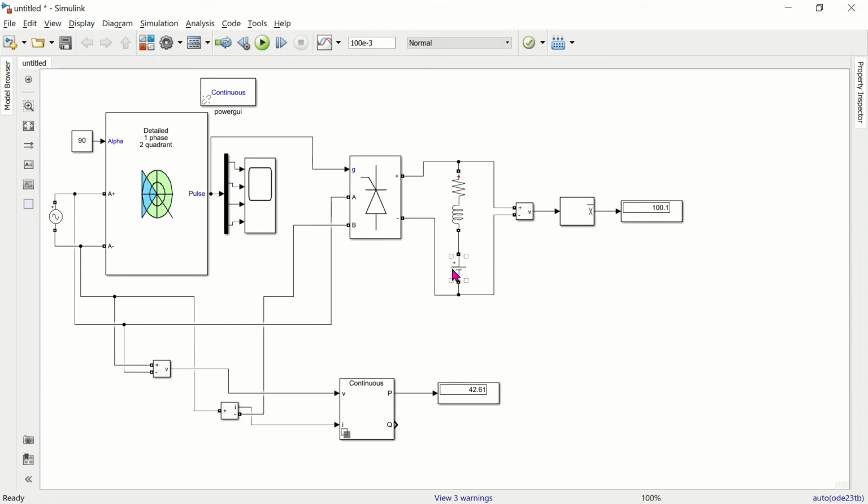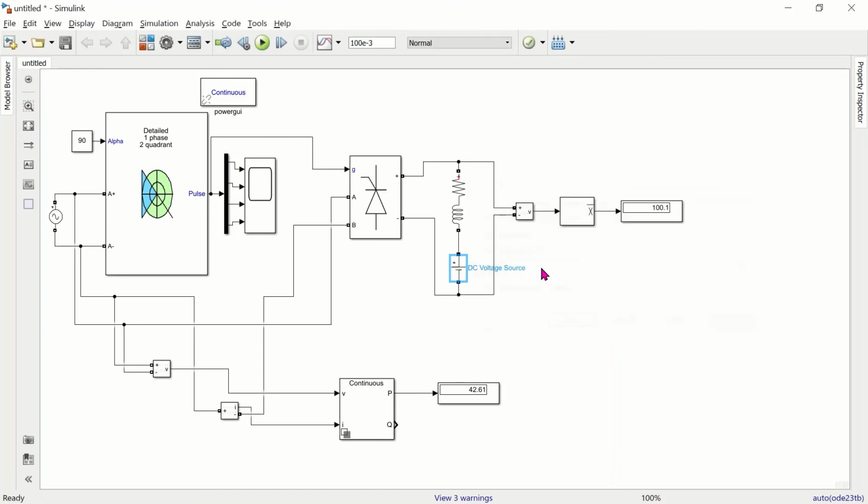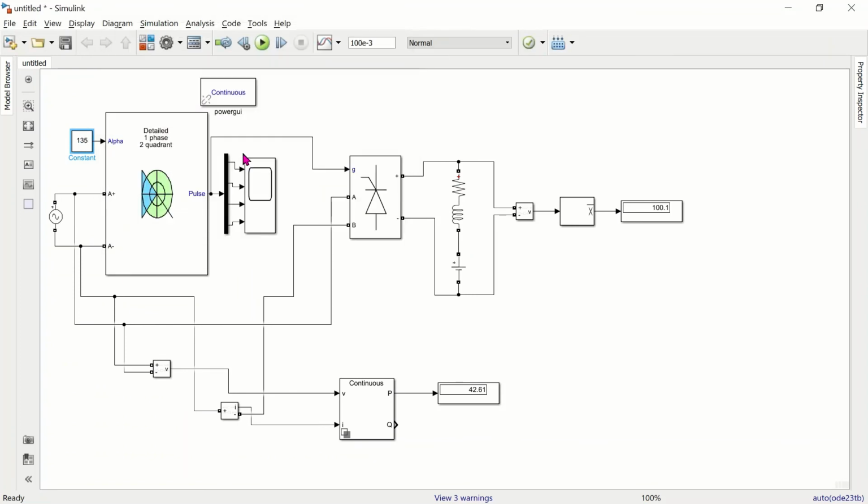Now for inversion mode, we should select this value reversed. The value also should be greater than this total voltage. So now we can run for alpha equal to 135°. This is the output voltage, and the power is also reversed in this case on the load side.